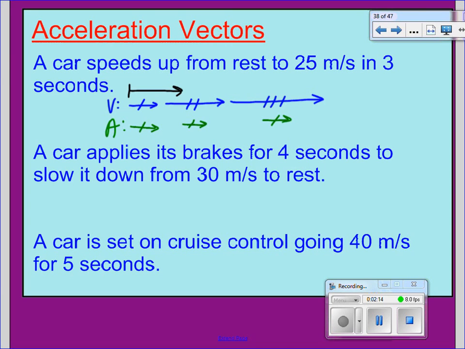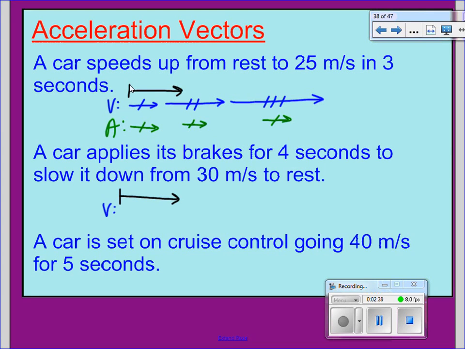Now also notice that I draw the same number of acceleration vectors as I have velocity vectors for the time in which it's speeding up or slowing down. Let's take a look at the second scenario. The second scenario says a car applies its brakes for 4 seconds to slow it down from 30 meters per second to rest. So I'm going to start off with my reference arrow, and I'm going to do velocity first.